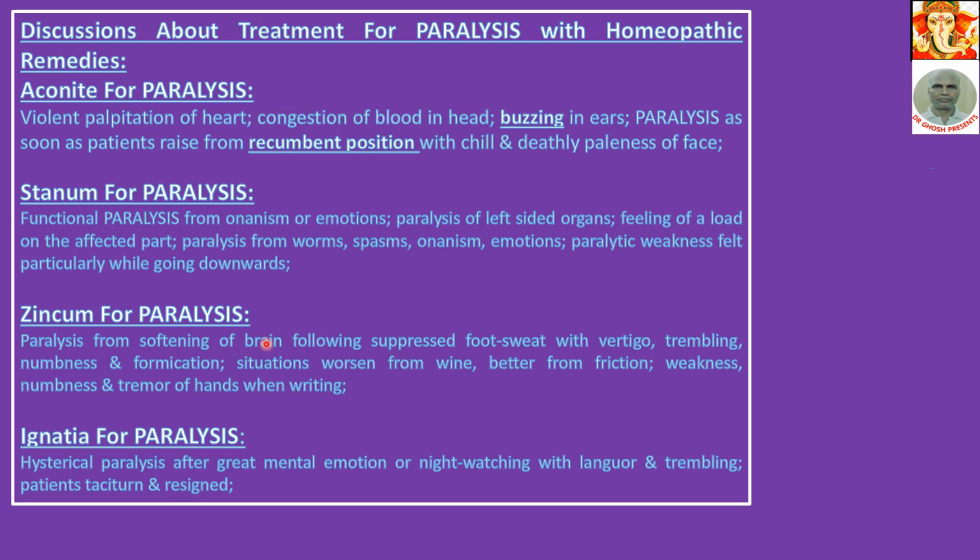Ignatia for paralysis. Hysterical paralysis after great mental emotion or night watching, with languor and trembling. Patients are taciturn and resigned.